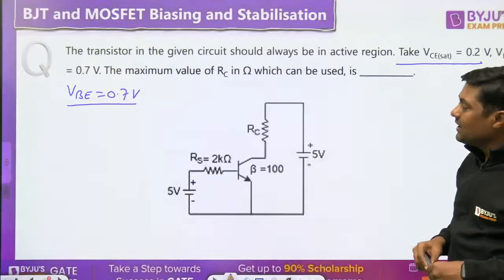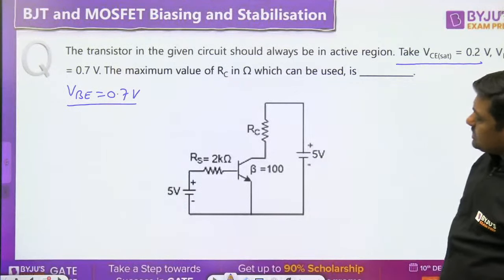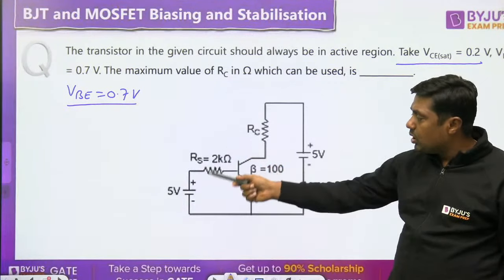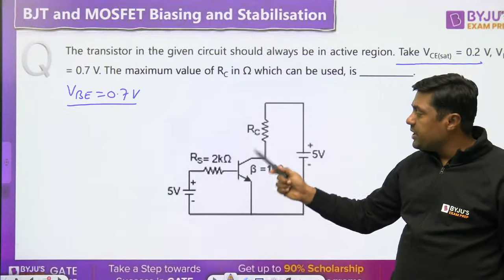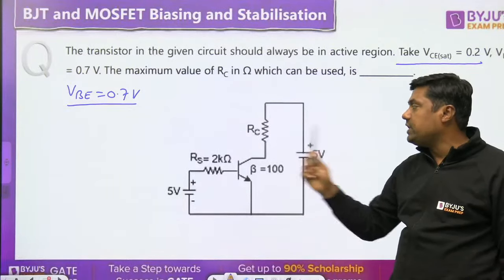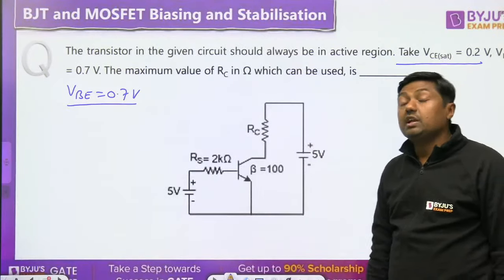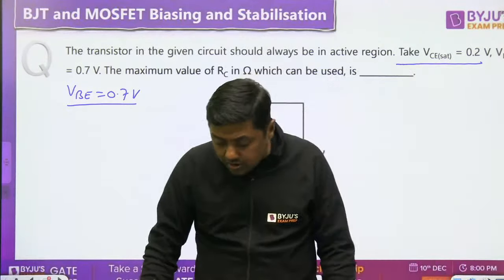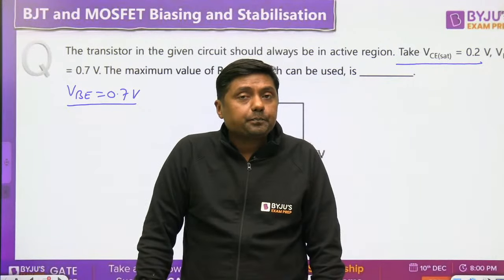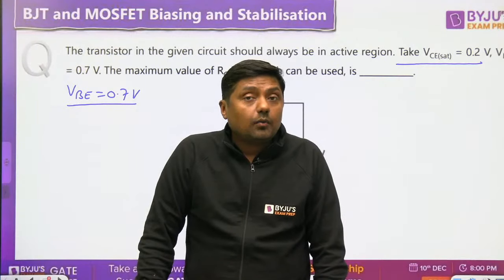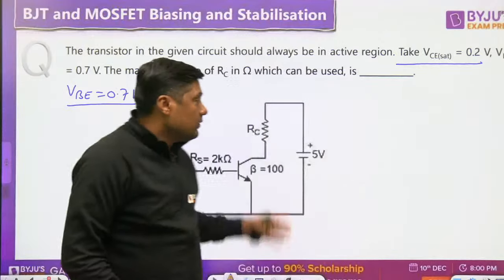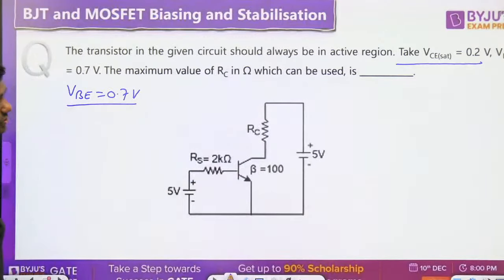Now watch this. The beta is very, very large, 100. And what about the RB or RS? It is very small. The base current is very large, the collector current is very large, and RC should be very, very small. Otherwise, the transistor will enter into saturation. That is the logic. Always remember, if IB is very large, then beta is large, then IC is large, then RC should be small. Otherwise the transistor will enter into saturation.